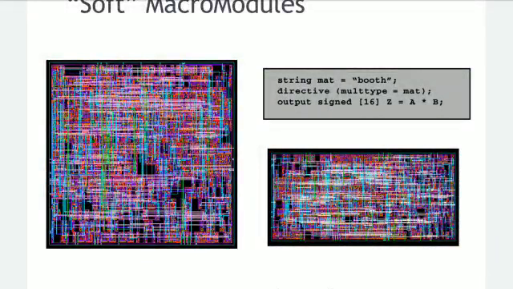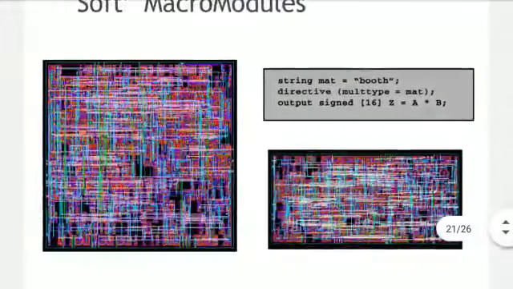As can be observed from the layout, a common standard cell methodology is used to generate the physical artwork. The contribution of the macrocell generator is to translate the compact input description into an optimized connection of standard cells that meet the timing constraint. So the multiplier soft macro module, both layouts implement an 8x8 Booth multiplier but with different aspect ratios. The compact input description to the compiler is shown in the gray box on the top. What is the compact input description that we are given? String mat, Booth multiplier, directive, multiplier type is mat, output signed 16-bit A times B.